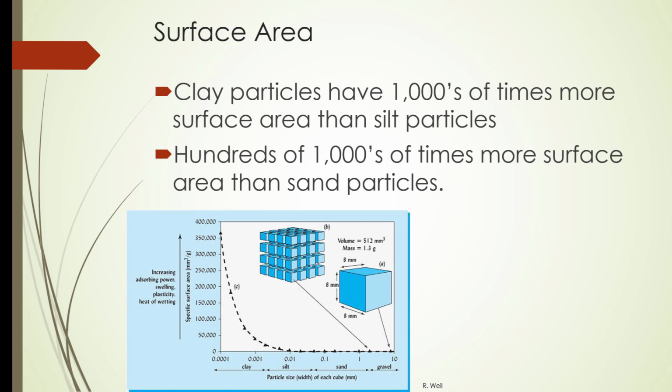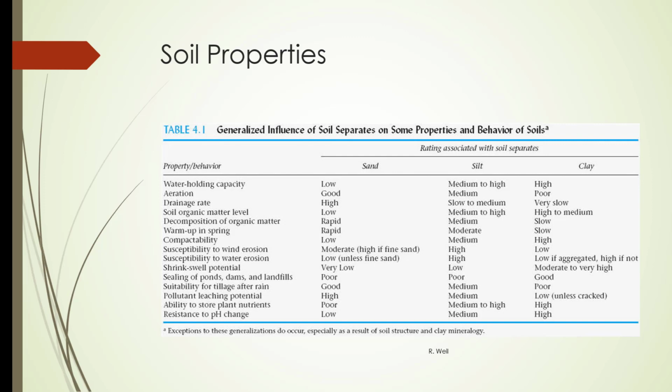Surface area has a lot to do with porosity. Clay particles have thousands of times more surface area than silt particles, and it also has hundreds of times more surface area than sand particles. Okay, here are some general influences the soil separates have on properties and behaviors of soil.